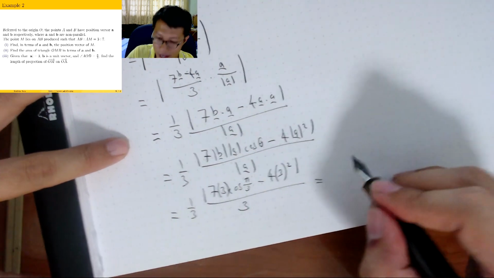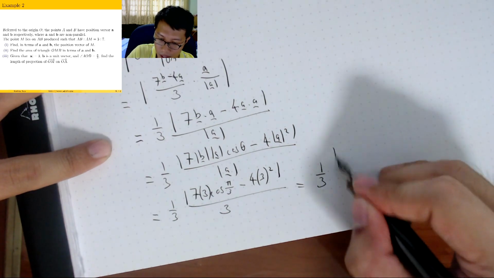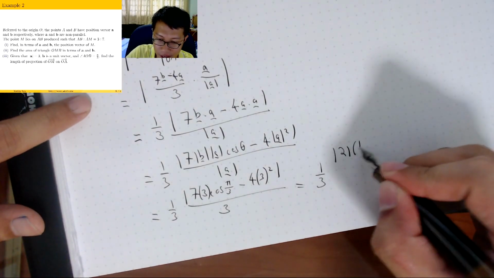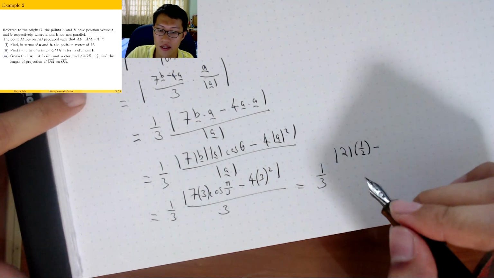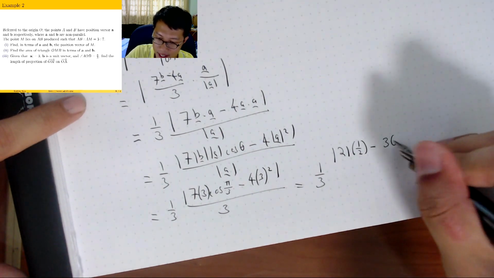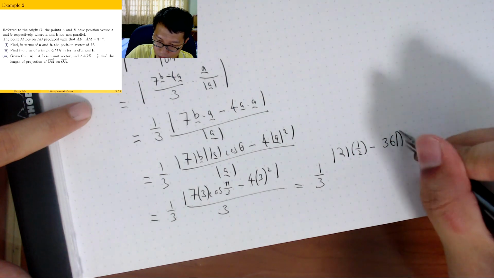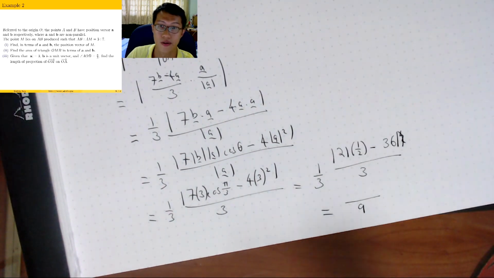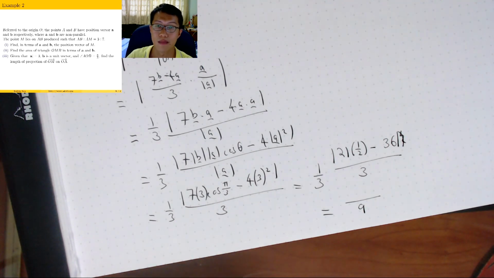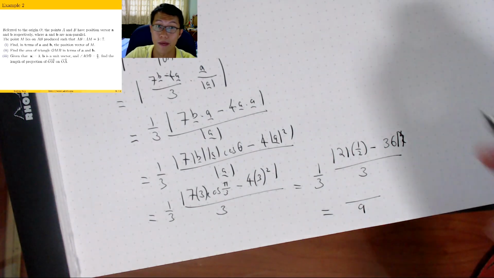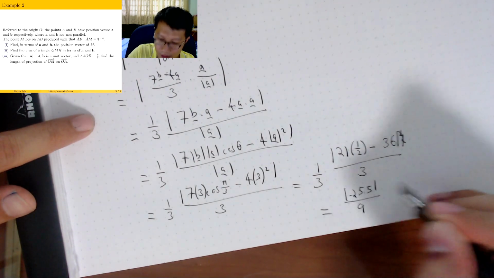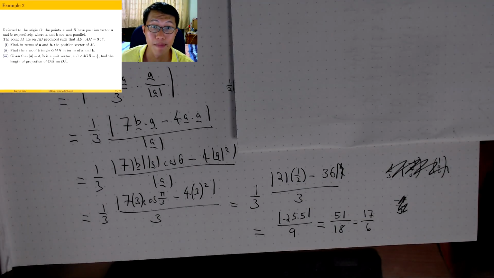So let's simplify. 1/3, 21, since cosine pi over 3 is half, minus 9 times 4 is 36, over 3. Okay, so if we calculate it out, 21 times half is 10.5. 10.5 minus 36 is negative 25.5. This simplifies to 17/6, which is our length of projection.